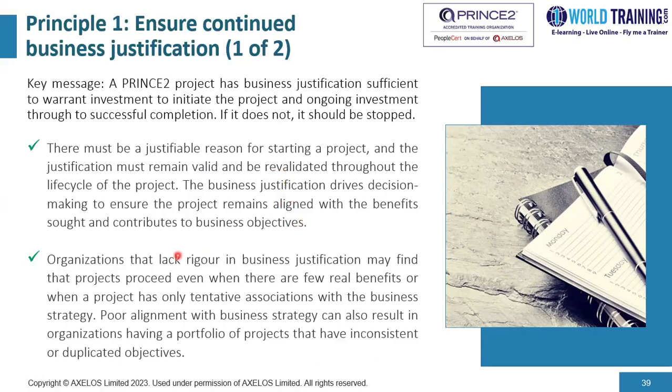Now, organizations that lack rigor in business justification may find that projects proceed even when there are few real benefits, or when a project has only tentative associations with the business strategy. Poor alignment with business strategy can also result in organizations having a portfolio of projects that have inconsistent or duplicated objectives.